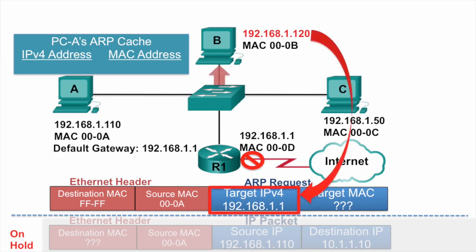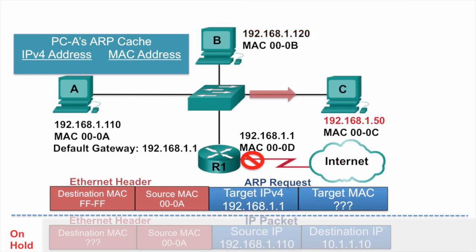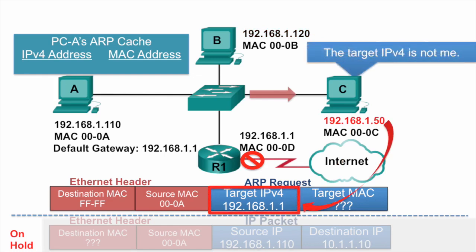PCB receives the ARP request, compares its own IPv4 address against the target IPv4 address in the ARP request, and notices it is not a match, so it is not the intended target. PCC receives the ARP request, compares its IPv4 address against the target IPv4 address, and it is not the intended target either.